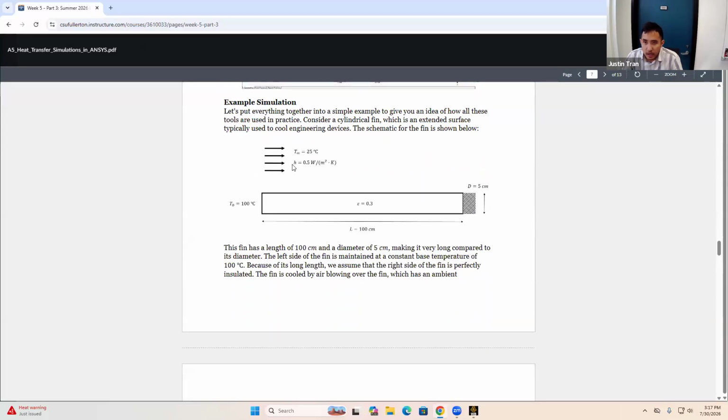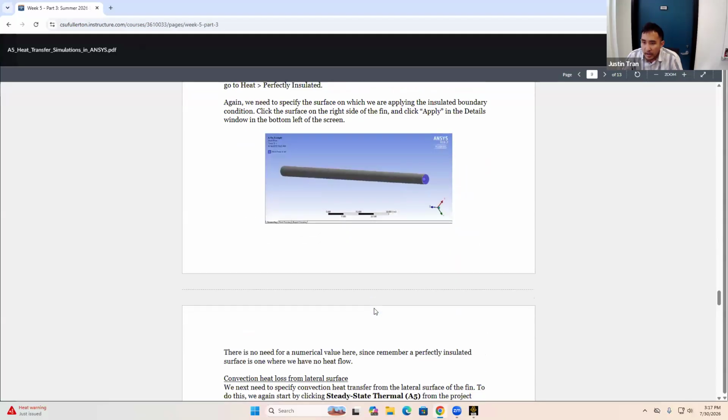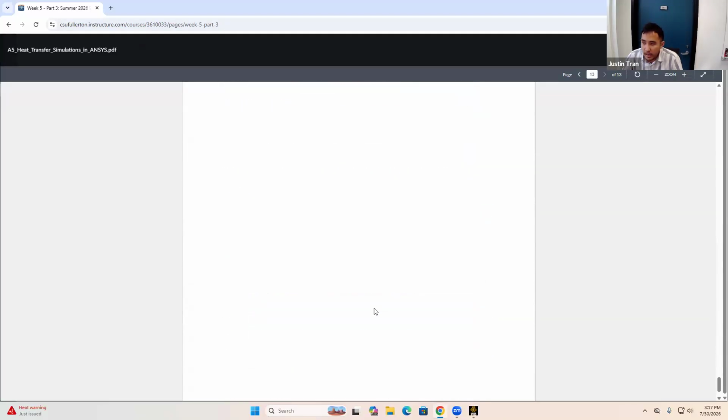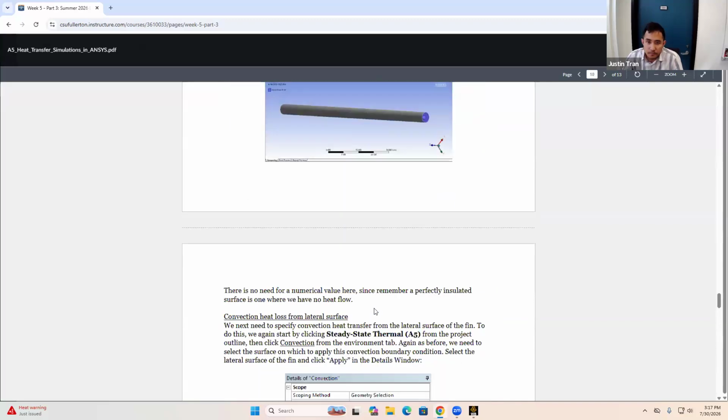To demonstrate, I have this very simple simulation. We've already been setting it up. We have just a simple cylinder here. It has a diameter of 5 centimeters and a length of 100 centimeters. We are going to consider some radiation just to demonstrate for you, and there's going to be some convection as well. We'll set this up together in ANSYS so that you can see how it's set up. And there's a lot more details in the handout for you to look at as well. All right, questions?